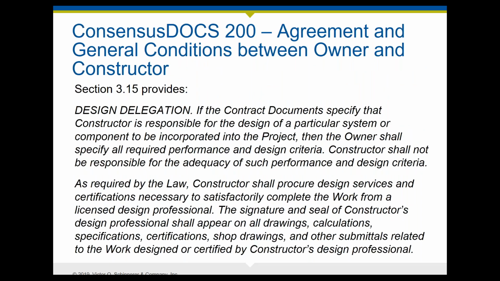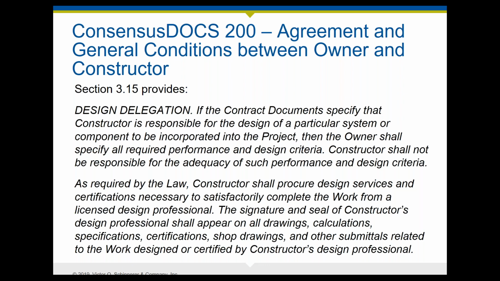Now, you may know that the Associated General Contractors of America, in a coalition with about 40 other construction groups, has its own set of documents, and they're called the ConsensusDocs. ConsensusDocs 200 is both the agreement and general conditions between the owner and the constructor. And it, too, recognizes that design delegation is possible, and it's not much different from what the AIA says.